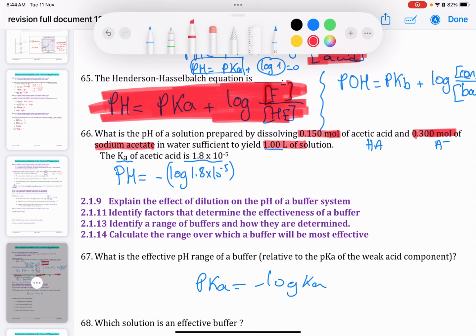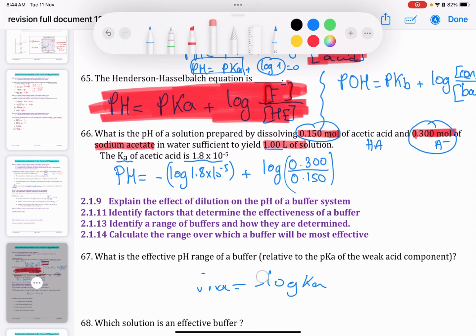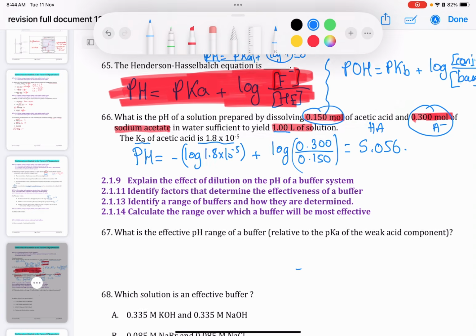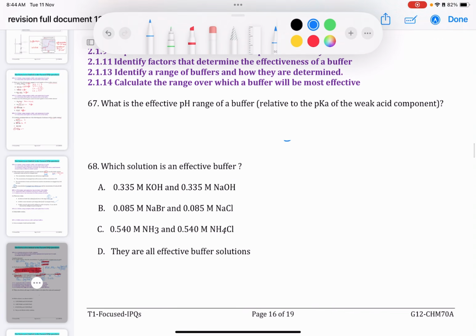Since I don't have the pKa, I'm going to write minus log Ka plus log of the base over the acid. Okay, so the result is going to be 5.56. That's the pH.